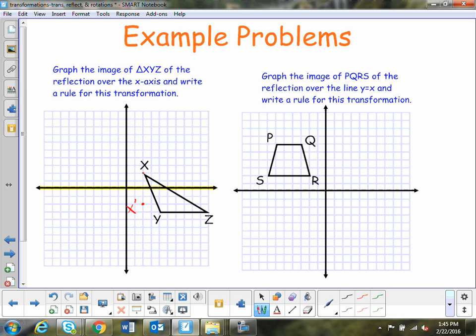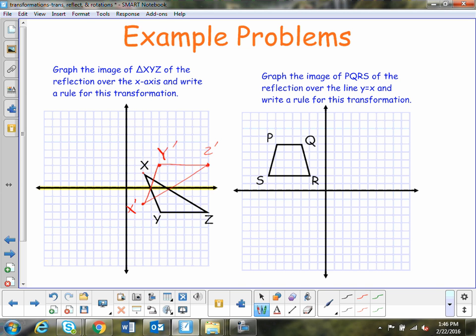So label it. How about Y? How many units is that away? 3. 1, 2, 3. And so then go 1, 2, 3 in the opposite direction. That's Y prime. How many units away is Z? 3. 1, 2, 3. Go 1, 2, 3 in the opposite direction. There's Z prime. Now just connect the 3 dots.